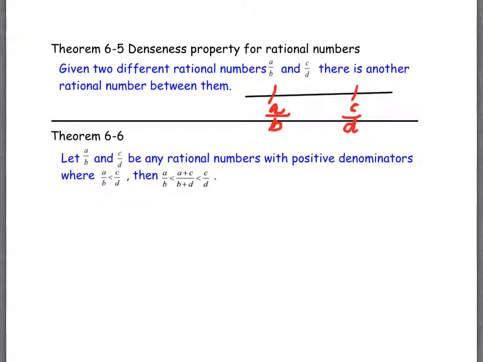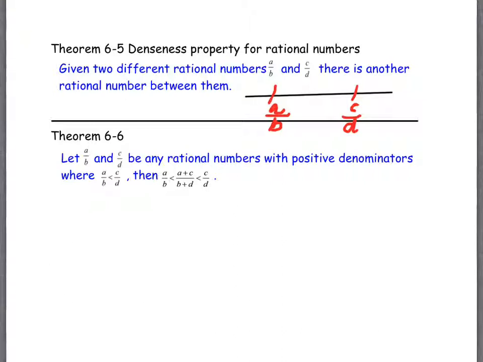That's kind of cool. Now, the next theorem actually tells you one way to find one such number. There are other ways, but this is a really nice one. Because sometimes the numbers are really close together, right? If you have 3/7 and 4/7, it doesn't look like there's any space between them when I write the fractions out.